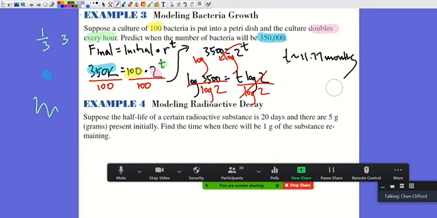Now, let's say that instead of giving you this 35,000, they don't give you that, and instead it says it doubles every hour for, I don't know, whatever, let's say 6 hours, for 6 hours.